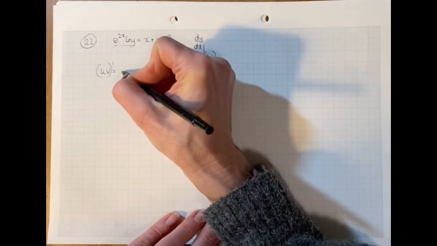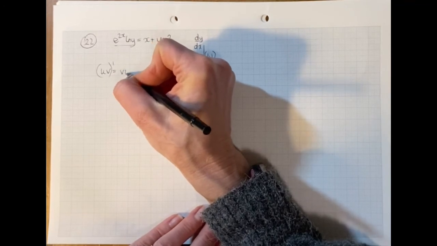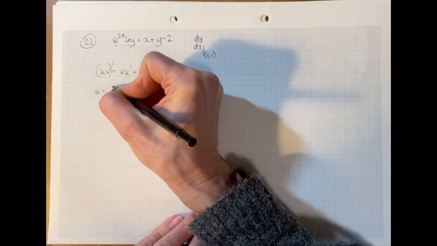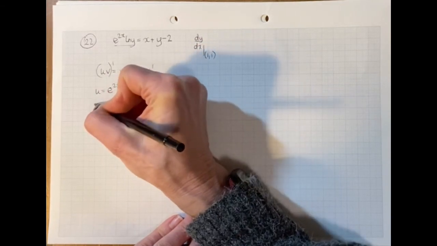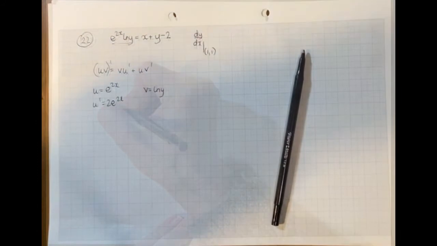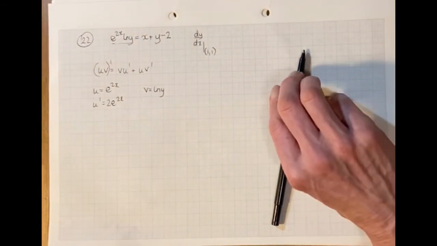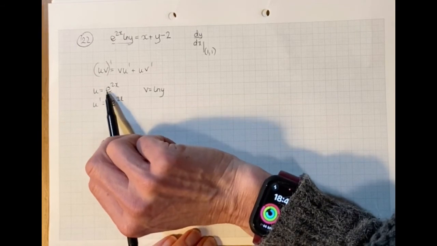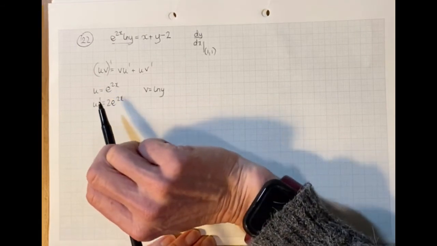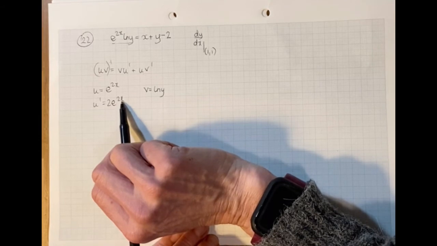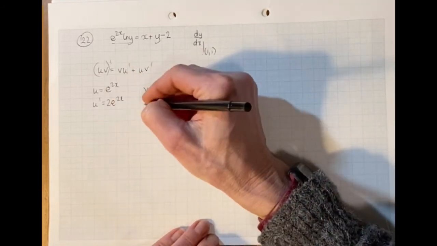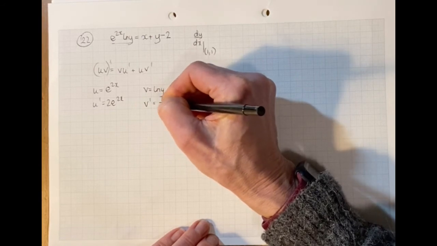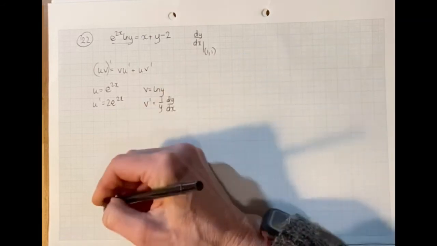Let's quote the product rule, vu dash plus uv dash. u is going to be e to the power of 2x. That differentiates to 2e to the power of 2x. So applying the product rule, u is e to the power of 2x and u dash is 2e to the power of 2x. v is ln y, so v dash goes to 1 over y, which must be followed by dy/dx because we are going to differentiate implicitly.